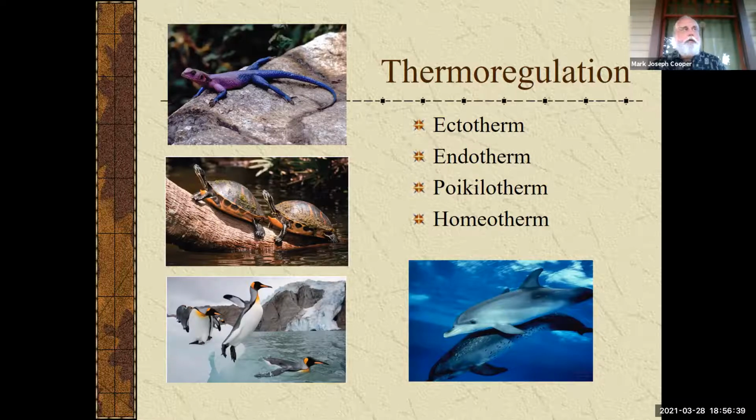Homeotherm then means they have a constant body temperature. Okay, so here's what I'm going to let you know. Most ectotherms are poikilotherms, and most endotherms are homeotherms. But again, there are a lot of variations in this, and I just want you to realize that.